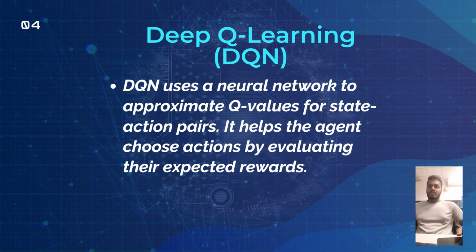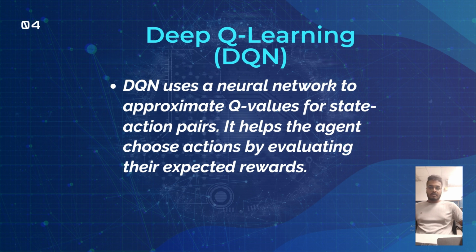Then deep Q learning, as DQN. The DQN uses a neural network to approximate a Q value for state action pairs. It helps the agent choose decisions by evaluating their expected rewards. Reinforcement learning is a subfield of machine learning where an agent learns to make sequential decisions by interacting with an environment.